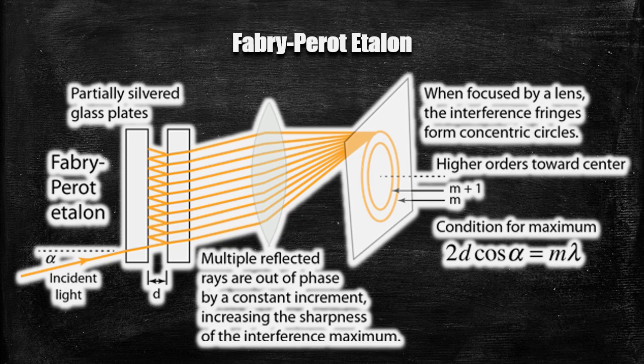The order of the circles increases towards the midpoint, and the increment of the circle is noted by m1 and m1 plus one. The condition for the maximum is 2d cos alpha equals m lambda. We already learned this topic in our second year in optical physics, so I just recall it for a better understanding of the interferometer.